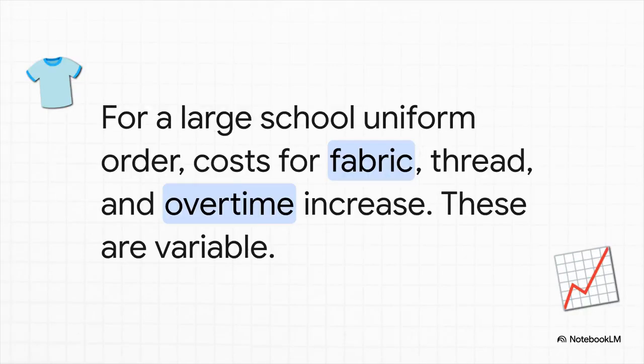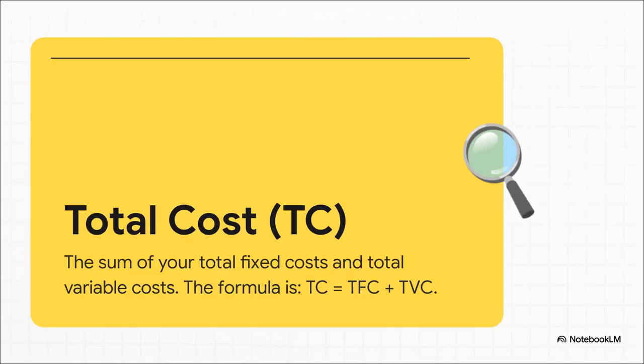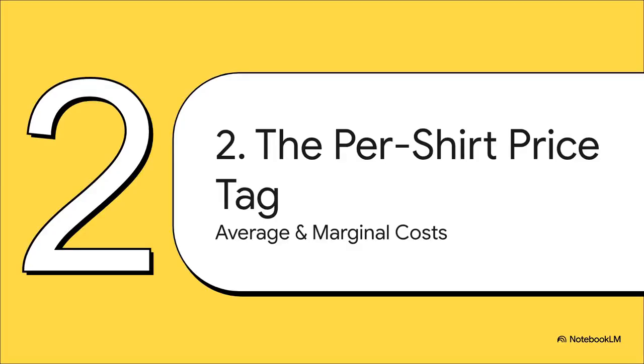Simple as that. And when you put them together, you get your total cost. It's honestly that simple. You just add your fixed costs to your variable costs. That little formula, TFC plus TVC, gives you the whole big picture of what it takes to run the operation. Now look, knowing the total cost is definitely useful. But the real magic, the part where the insights really happen, is when we zoom way in, when we shift our focus from the entire factory floor down to just a single shirt.